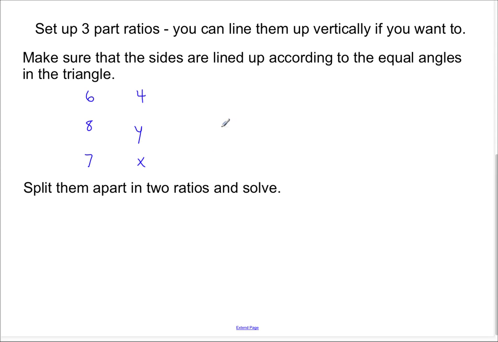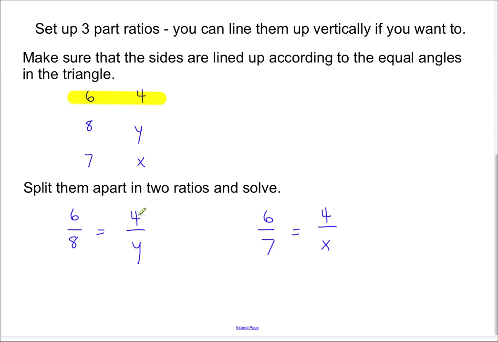So we're going to split them apart into two ratios. And remember, when we're solving these ratios, the important one is the one that has two numbers in it, and we're going to use that twice. So we're going to go 6 over 8 equals 4 over y. And then we're going to use that 6 over 4, the 6 and the 4 again, but we're going to use it this time with the 7 and the x. So we're going to go 6 over 7 equals 4 over x. And we're just going to do cross multiplying.